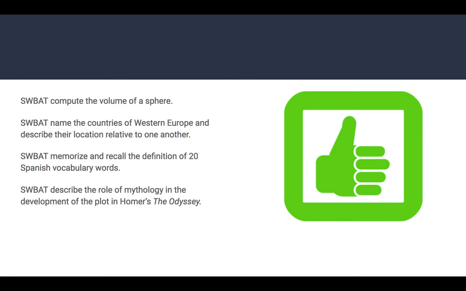Students will be able to memorize and recall the definition of 20 Spanish vocabulary words. Again, it's measurable. And then students will be able to describe the role of mythology in the development of the plot in Homer's The Odyssey. Again, this is something that I'm able to see. It's an observable behavior, and I'm able to see whether or not the students are, in fact, reaching the goal by looking at these specific objectives.